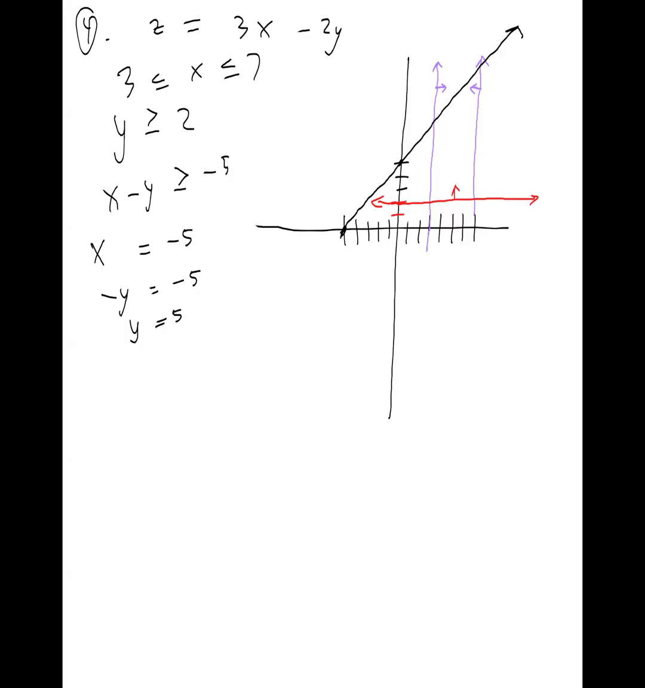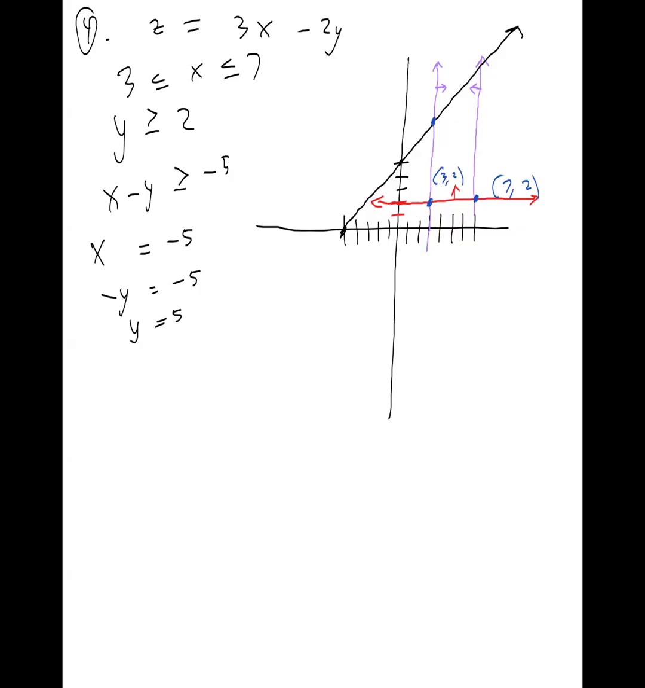Perfect. Now we have 4 corners of this, and we're supposed to find the value of the objective function, which is called z, at those 4 corners. So first, let me label the corners for you. So this corner right here is at x equals 7, y equals 2. And that's clear because of the purple line and the red line. This corner right there is at x equals 3 and y equals 2.